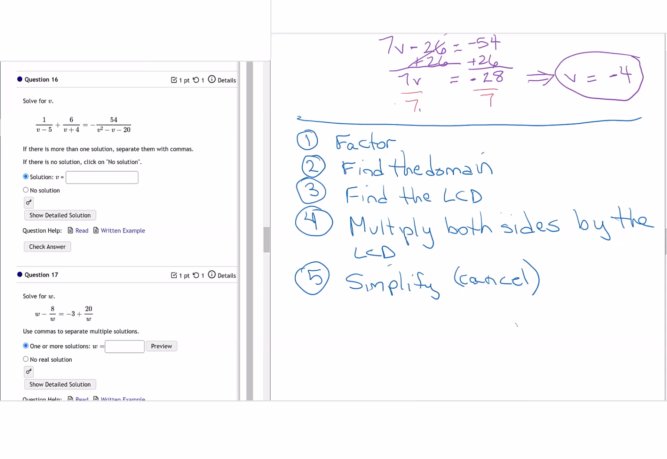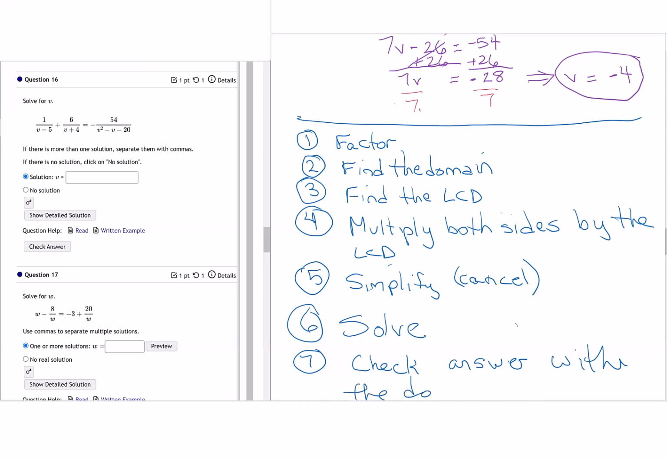And then solve. And I guess last would be check answer with the domain. And I think that's pretty good steps for every one of them.